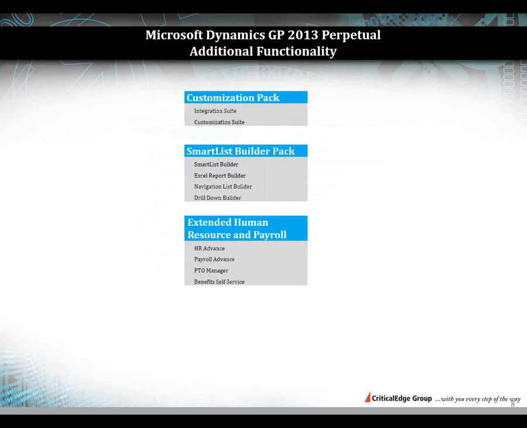If you have the Integration Manager, you will also transition to the Customization Pack. Many of you own the Smart List Builder. That doesn't change. You will currently license all of those pieces.